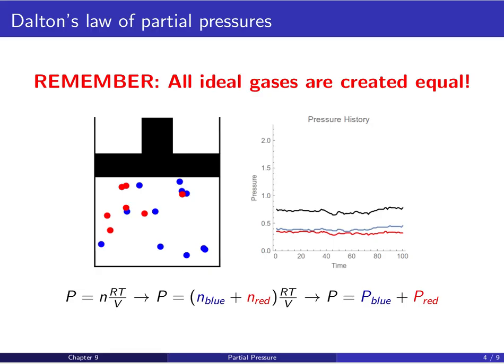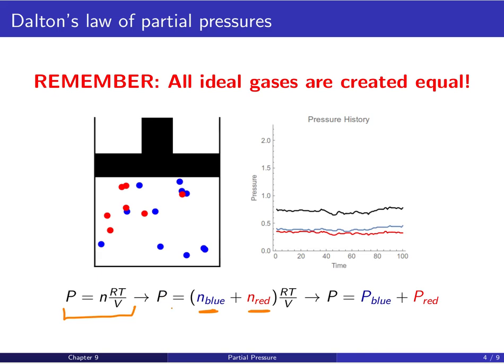Okay, so to summarize what we just saw here, we could describe the total pressure of this system using the ideal gas equation, PV equals nRT. We're going to solve for pressure. And then we saw how the number of atoms that were present in the container, it didn't matter whether they were red or blue. We could just add up the total number of atoms to predict the total pressure inside of that container.